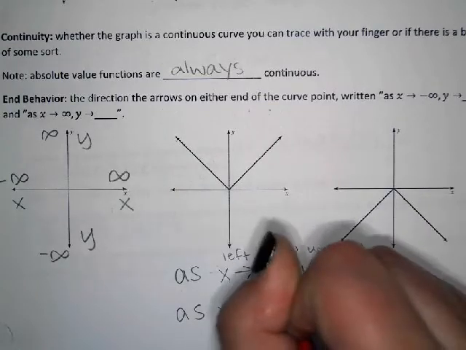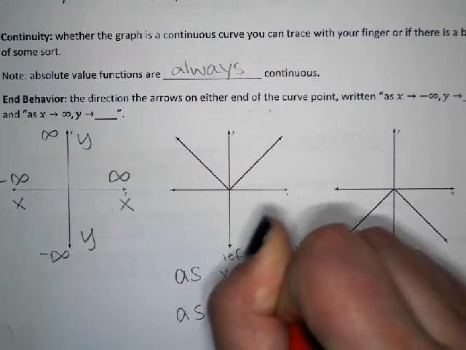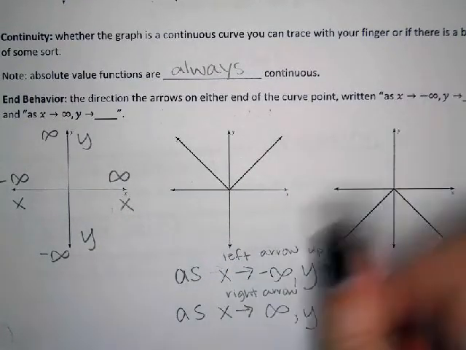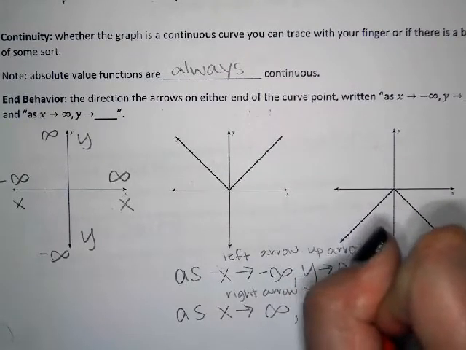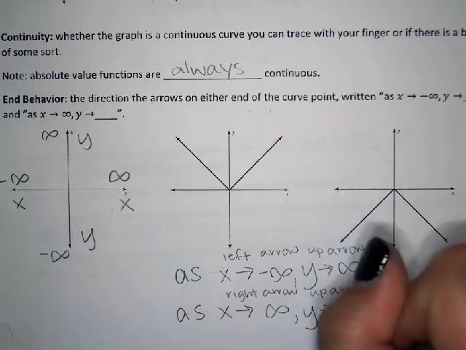And then over here, I want to say that the right arrow is also an up arrow. And so how do I say that it's an up arrow? Positive infinity again. So positive infinity means right arrow, up arrow.